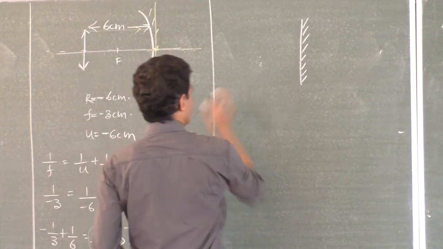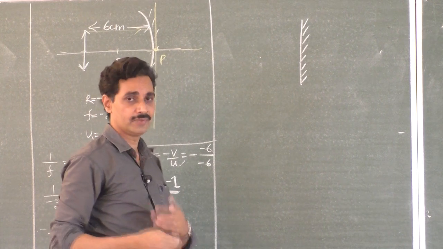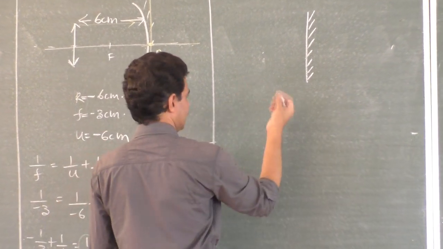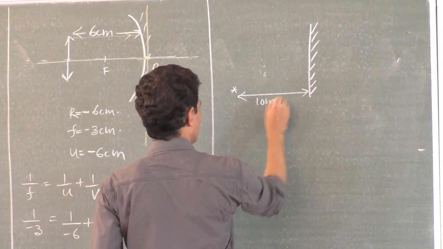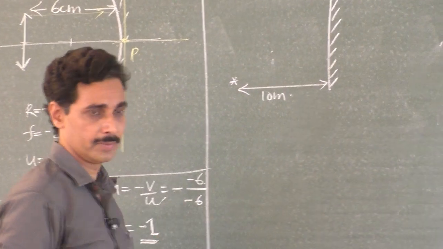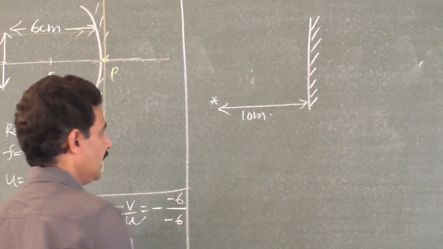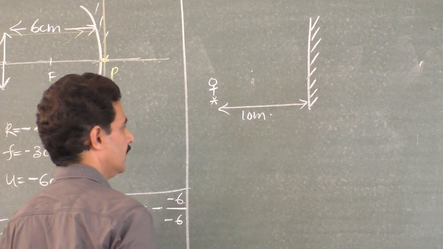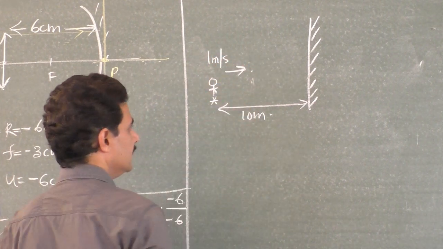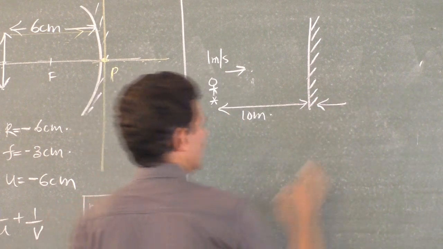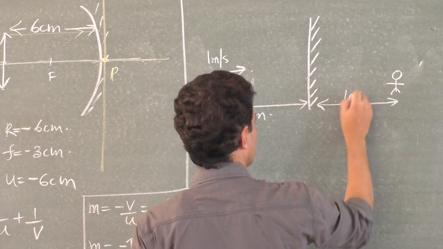Now we will take a generalized case. I will take the data as 1 meter, or 10 meters, so that it becomes easy for analysis. We will have some discussion on this so that it will be helpful for entrance exams also. Suppose I am standing at a distance of 10 meters from the mirror, and I am moving at 1 meter per second towards the mirror. This is the situation before you start moving, and your image is at a distance of 10 meters from the mirror, inside the mirror.